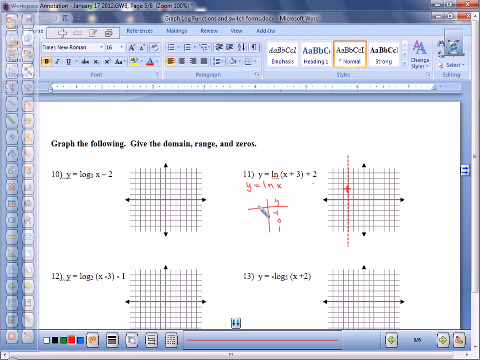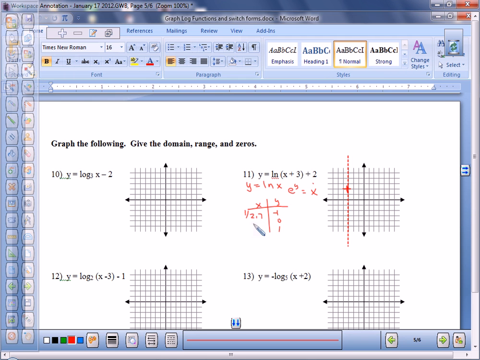Let's switch forms here. What's my base? E, and my exponent is y, and it equals x. So to get x, I have to do e to the y. So e to the -1. That's, e is 2.71828. So this is somewhere between 1/3 and 1/2. A little bit closer to 1/3 probably.